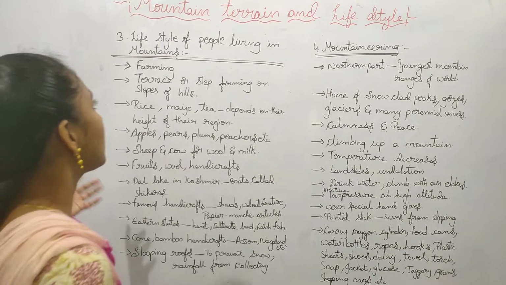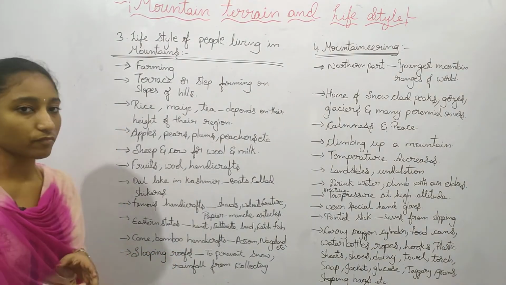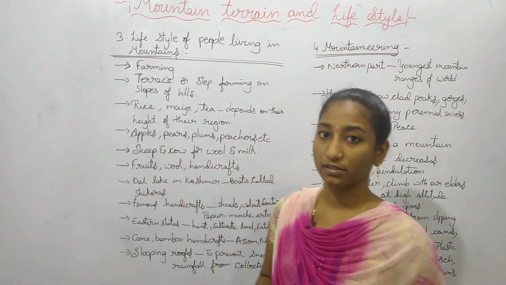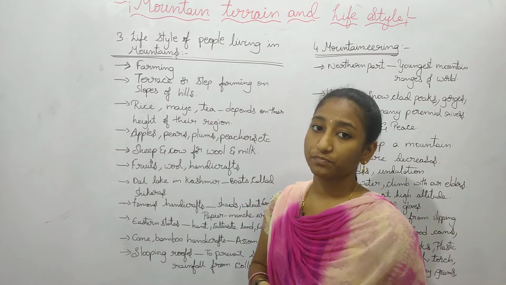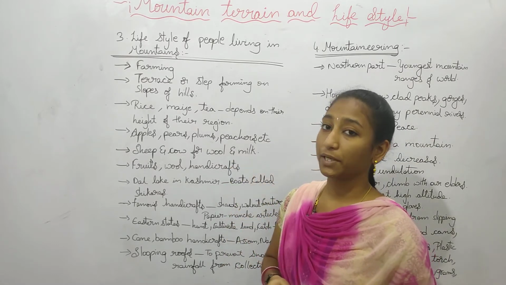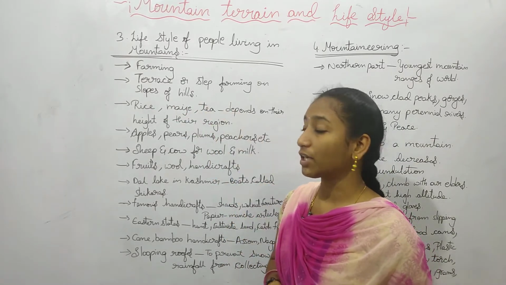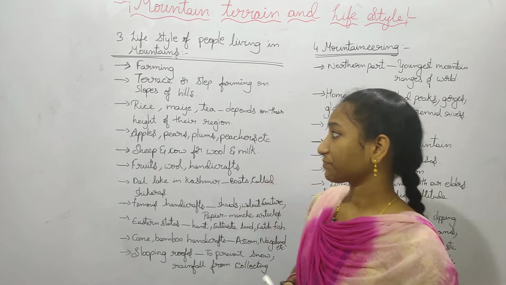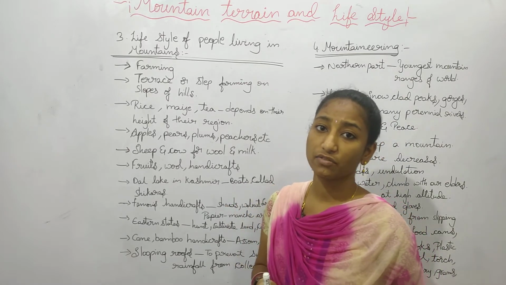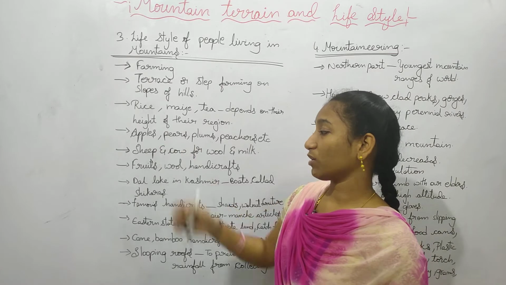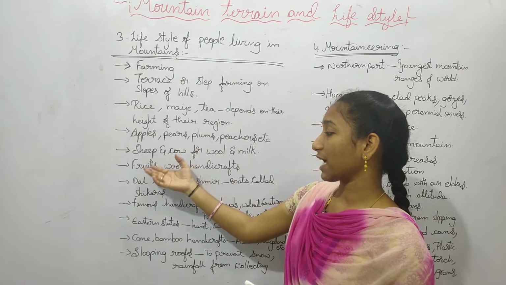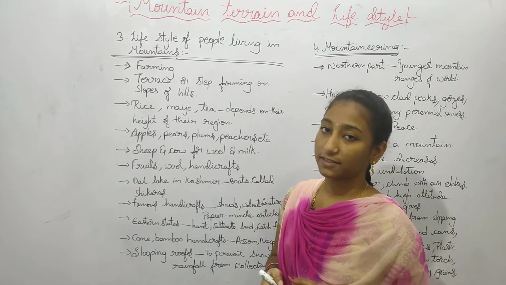The next factor is the lifestyle of people living in the mountains. The main occupation of the people who live in the mountains is farming. They do terrace or step farming on the slopes of the hills, and they cultivate rice, maize and tea according to the height of the ranges where they live. They also cultivate fruits like apples, pears, plums, peaches, etc.